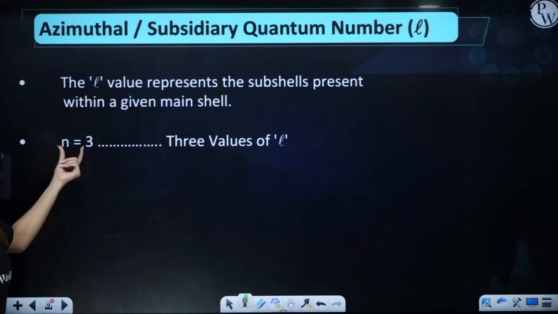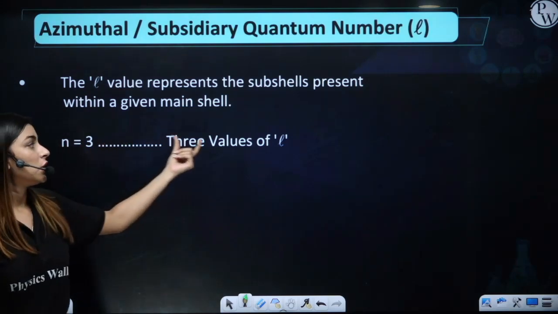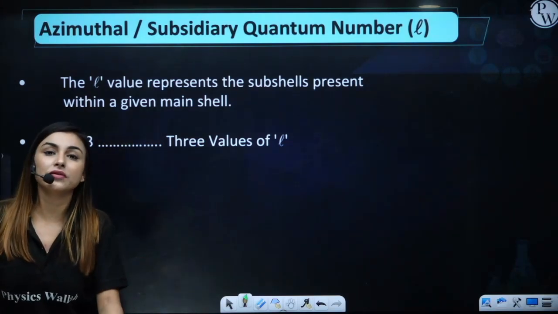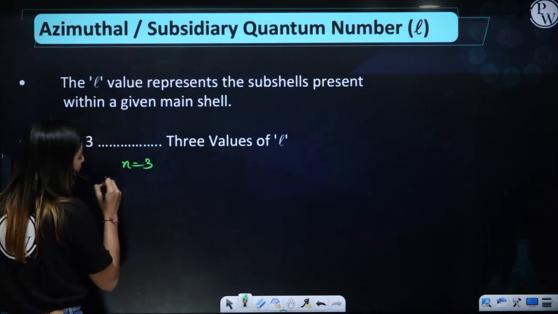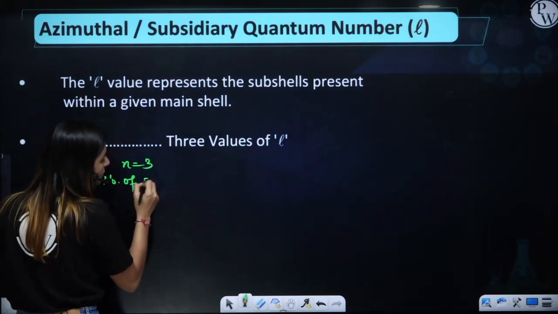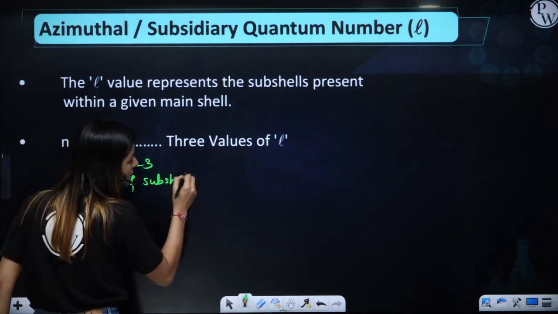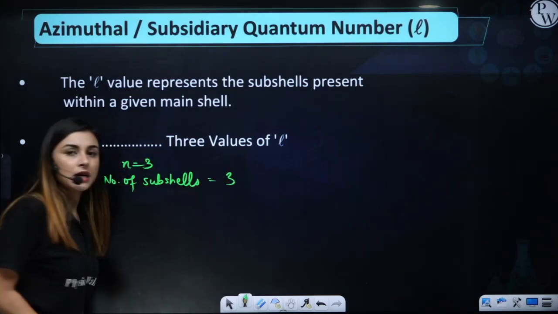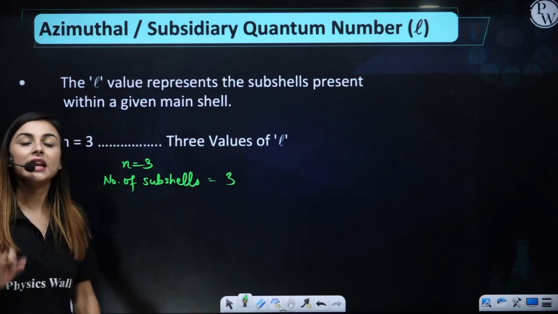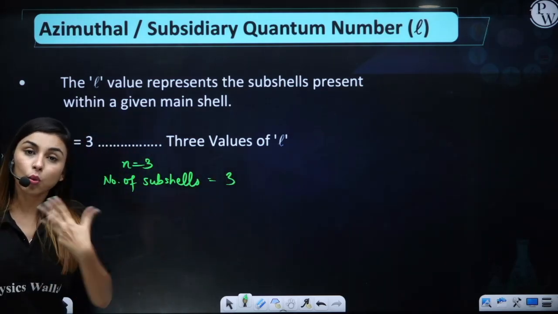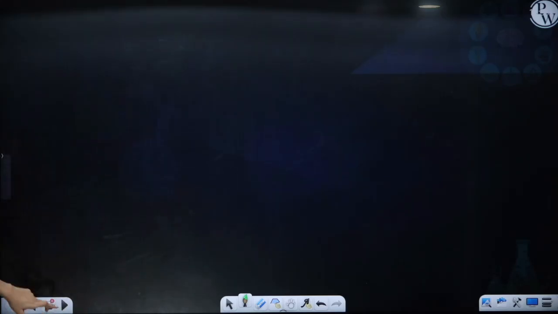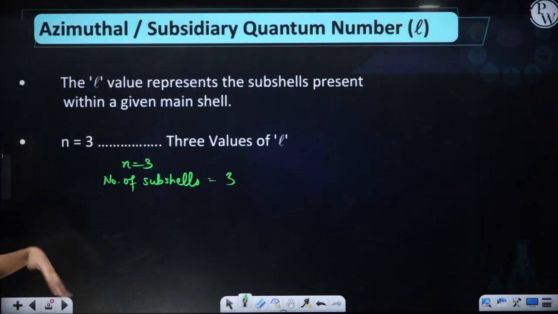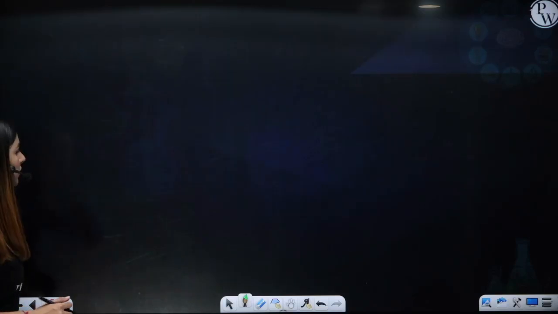For example, if you have N is equal to 3, how many values of L will you have? If you have N is equal to 3, you will have 3 subshells, which means that L will have 3 different values. What 3 different values? I'll tell you right now, and I'll make the flowchart so you'll understand.